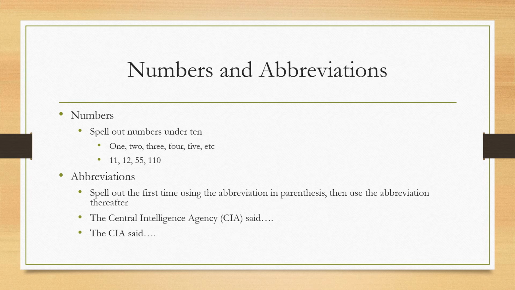This is actually the same for people. So when we're talking about people's names, if you're saying Abraham Lincoln, you will say Abraham Lincoln the first time, and then after that, you just refer to people by their last name. So from then on, you can just say Lincoln said as you move through your paper.